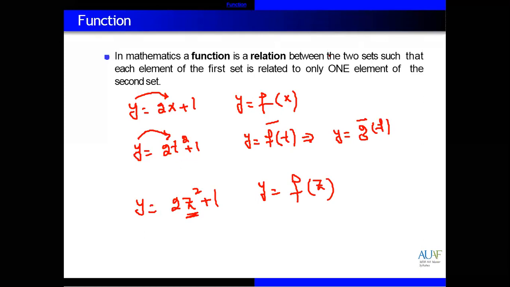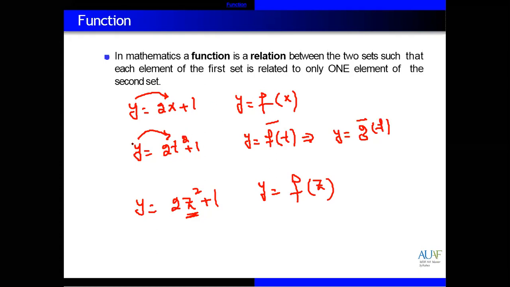So a function is a special type of relation. Now I think it's clear what the dependent variable is, what the independent variable is, and also that input values and output values are the domain and range values. So a function is a special type of relation.